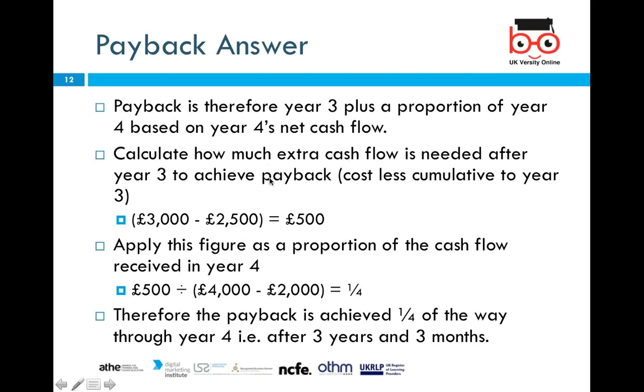So now we are going to calculate how much extra cash flow is needed after year 3 to achieve payback. That means cost less cumulative to year 3. So we are expecting £3,000, and at the end of year 3 we have cumulative cash flow of 2,500. That's our 500 in between. So apply this figure as a proportion of the cash flow received in year 4. So 500 divided by 4,000, the year 4 cash flow, so the 1/4.